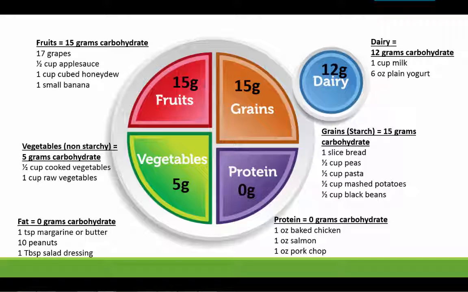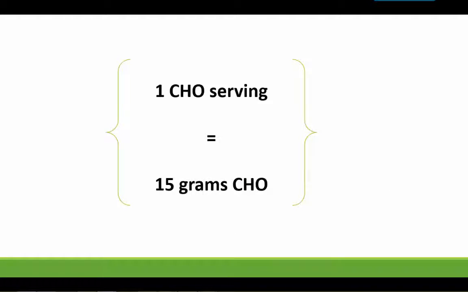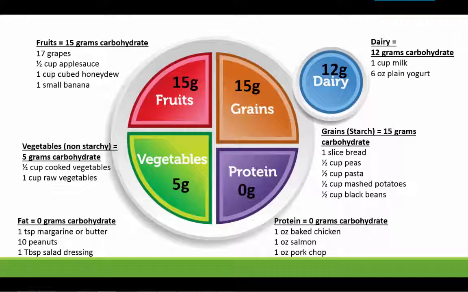I mentioned at the beginning that we are trying to develop a shortcut by counting carb servings instead of grams of carbohydrate, yet I gave you the grams of carbohydrate in a serving. So the question is, how many grams of carbohydrate make up one carbohydrate serving? The answer is 15 grams of carbohydrate is one carbohydrate serving. Knowing that one carbohydrate serving is equal to 15 grams of carbohydrate makes it easy to calculate the carbohydrate servings.